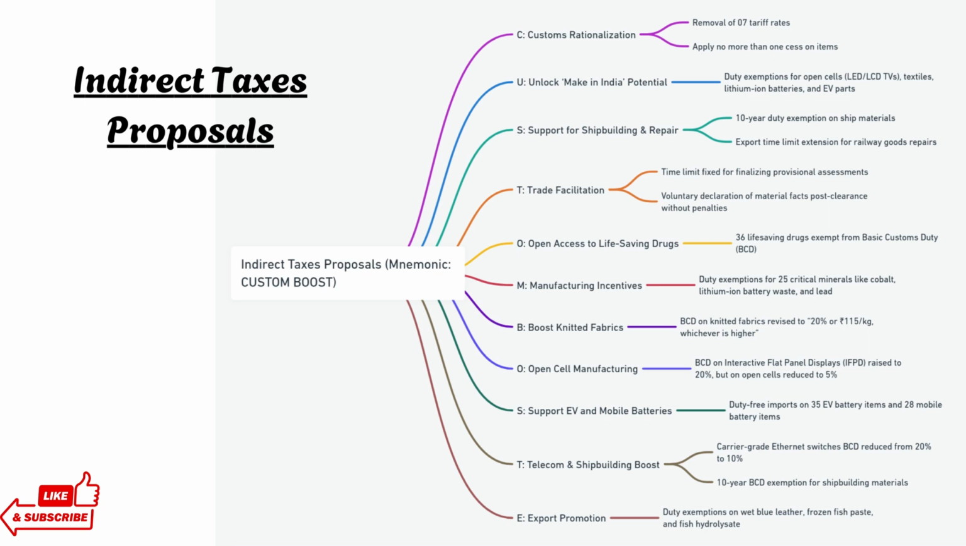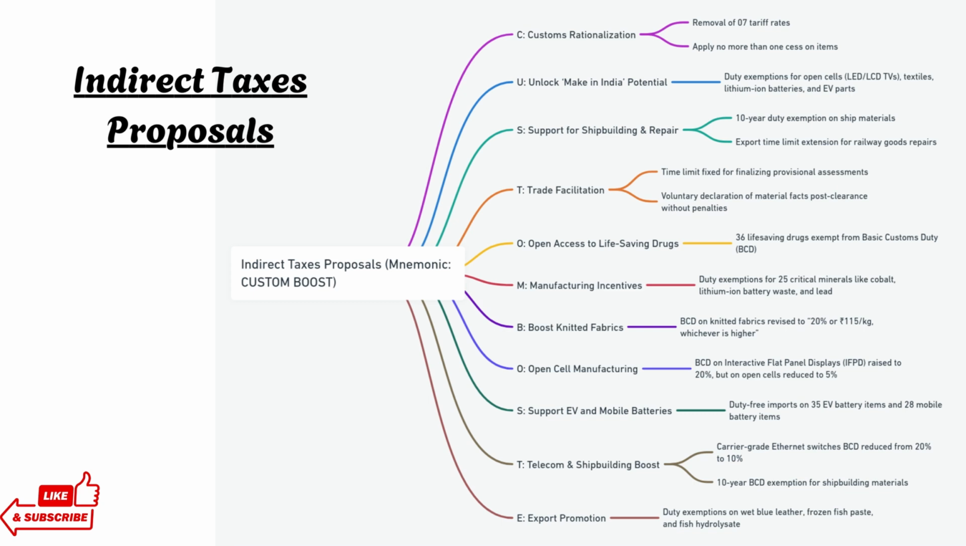4. Customs duty rationalization for industrial goods. M. Manufacturing-friendly adjustments. 7 tariff rates have been removed and replaced with adjusted cesses to balance duties. This ensures no sector is overburdened and promotes smoother manufacturing growth. 5. Supporting domestic manufacturing. B. Boost to critical mineral supply.